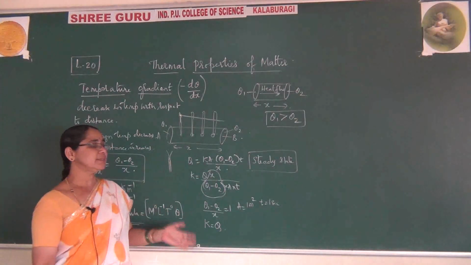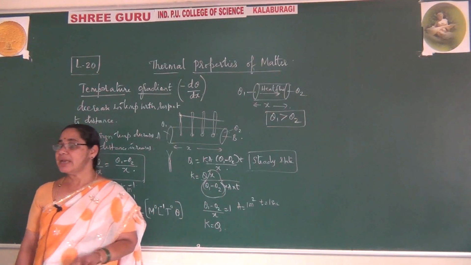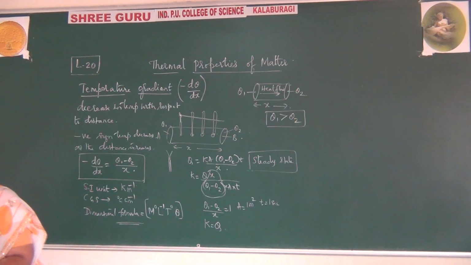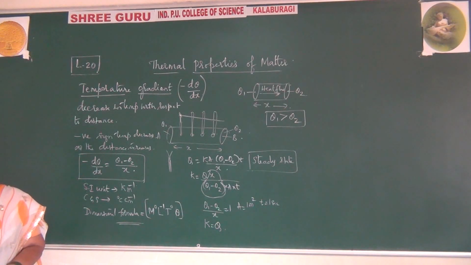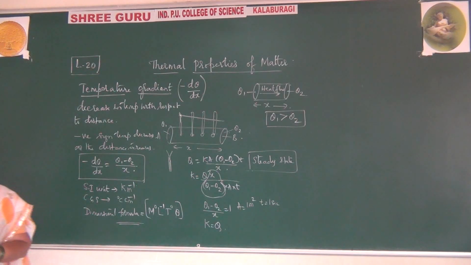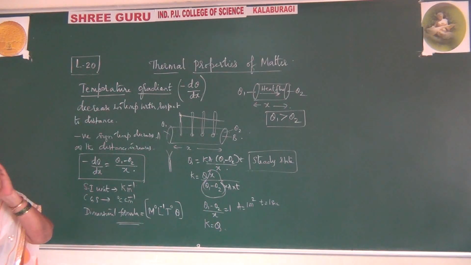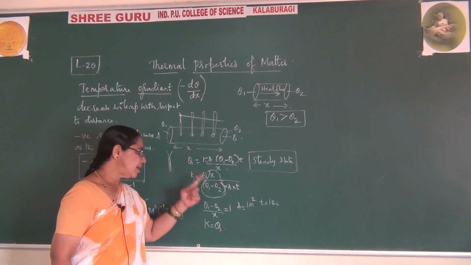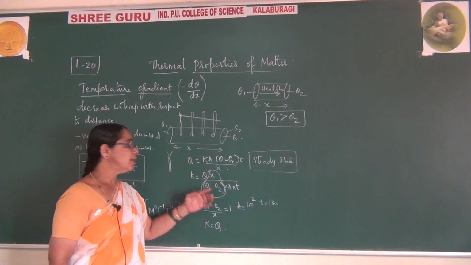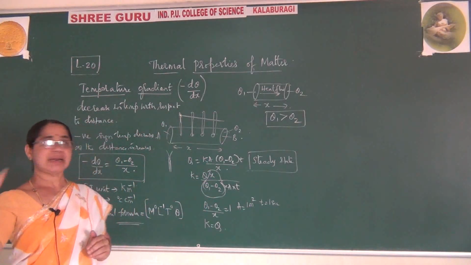So using this, the coefficient of thermal conductivity can be defined as the quantity of heat that flows during the steady state across unit area of cross section in unit seconds when the temperature gradient is kept unity. Using this, you can explain the steady state and the temperature gradient. Using all this, we are defining the coefficient of thermal conductivity.